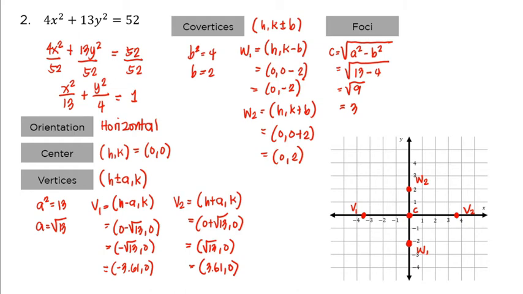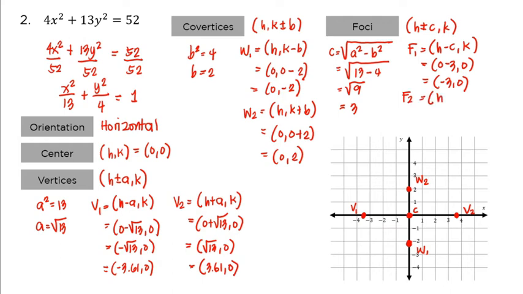So our formula will be h plus minus c and k. Okay, so for the first focus, we have h minus c, k. So that will be 0 minus 3, 0. So we have negative 3, 0, right? For our second focus naman, we have h plus c, k, right? So that is 0 plus 3, 0. So we have 3, 0.